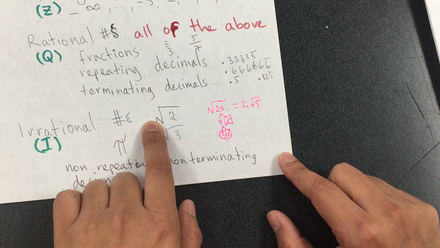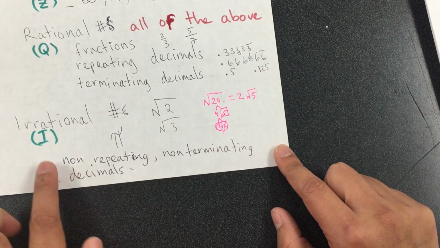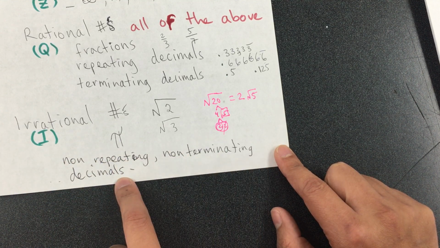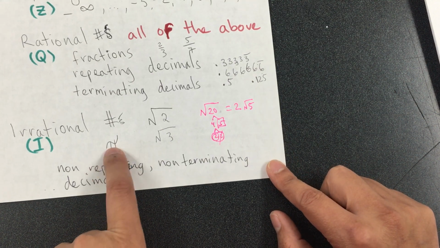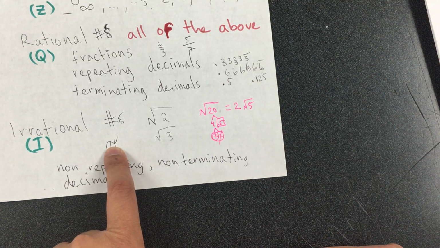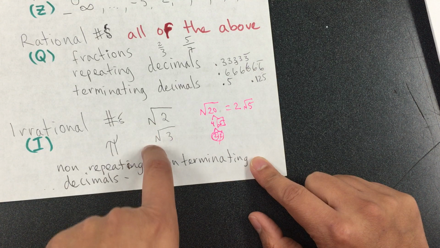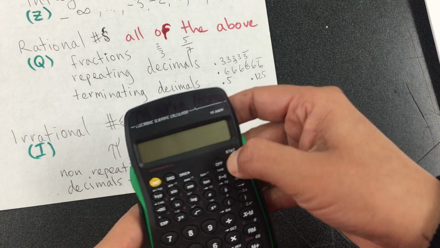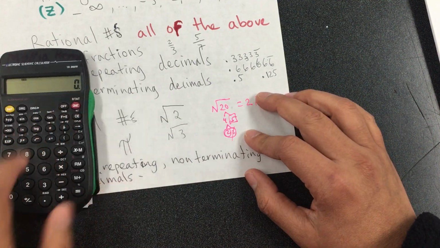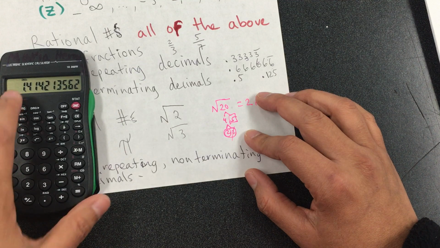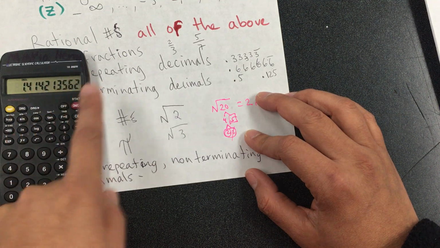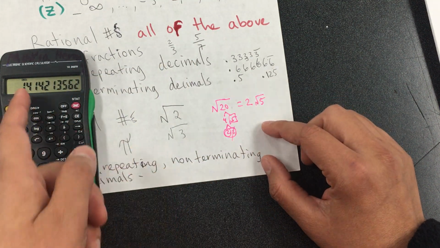Irrational numbers are numbers that are non-repeating, non-terminating decimals. What does that mean? That if you find the value, for example, of pi, 3.1415926, etc., it'll continue forever without repeating. Same thing for the square root of 2, for example. If I press here 2 square root, 1.414213562. So it has no repeating pattern after the decimal point.